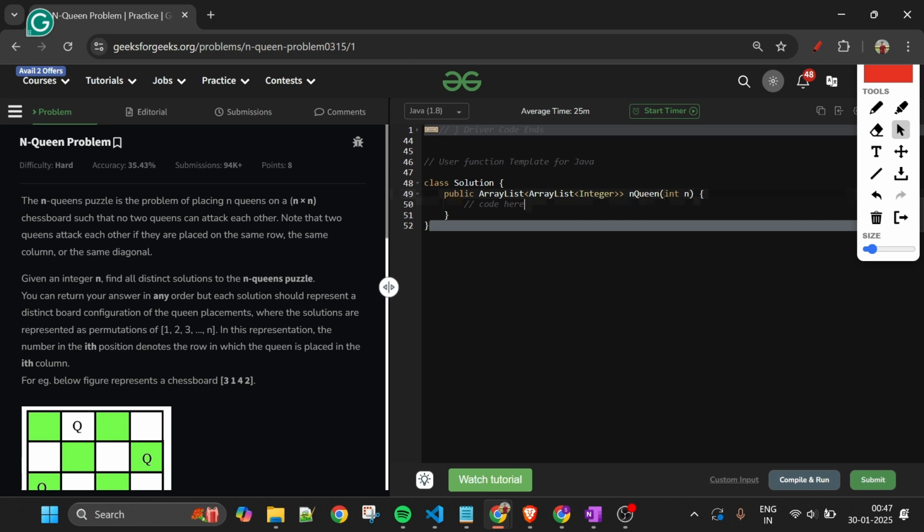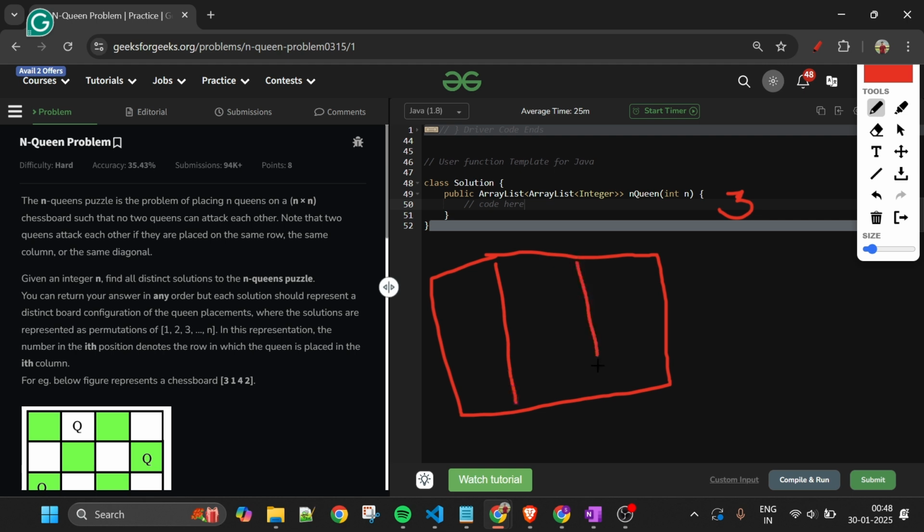What we have to do is create an n by n chessboard, and place n queens on it such that they cannot attack each other. I think that's a bit too much explanation, so let's quickly see it with one example. Let's suppose n is equal to 3. So we will create a chessboard of 3 by 3, something like this.